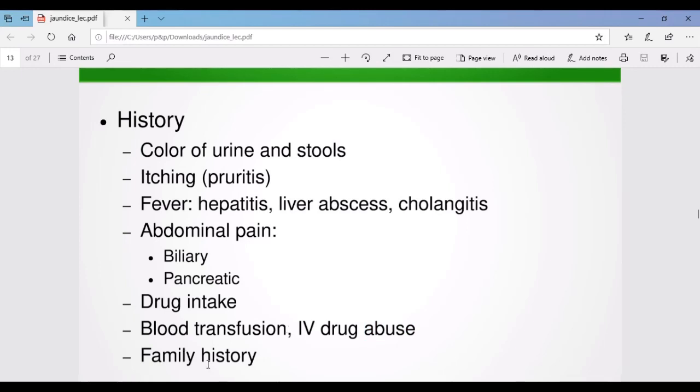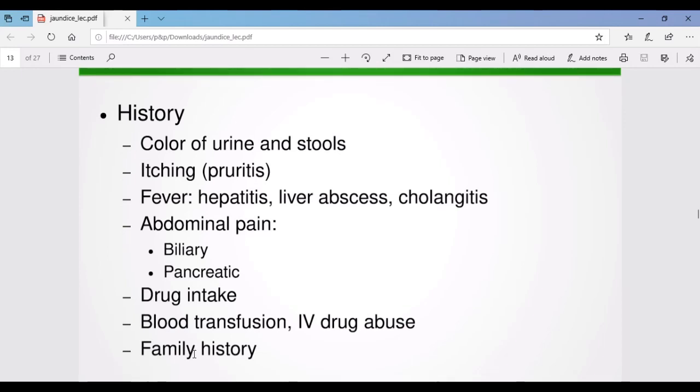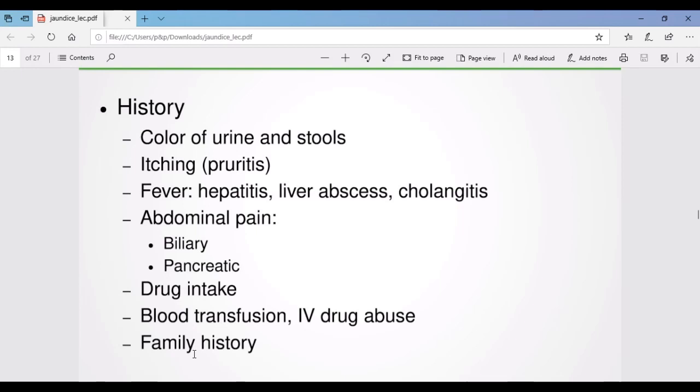And we ask about family history because hemolytic anemias have family history, primary biliary cirrhosis usually has a family history too, and autoimmune hepatitis can have family history. So these are the important aspects of history taking in patients with jaundice.